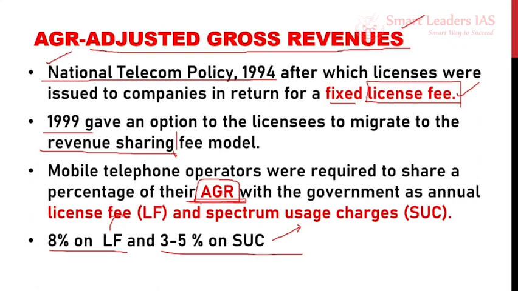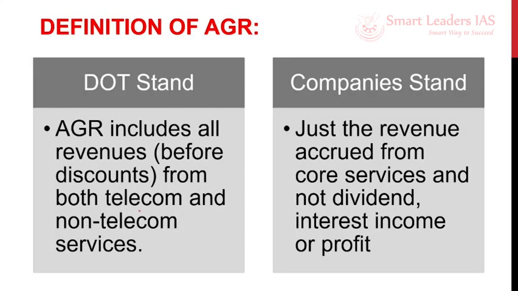Where do we have the controversy or the dispute? The dispute is on the stand that is being taken by the DoT as well as the companies. The company is saying that the definition that has been given by the DoT for the AGR is unfair, because gross revenue, of course, takes into account certain adjustments, but the adjusted gross revenue itself is unfair. How is it unfair?